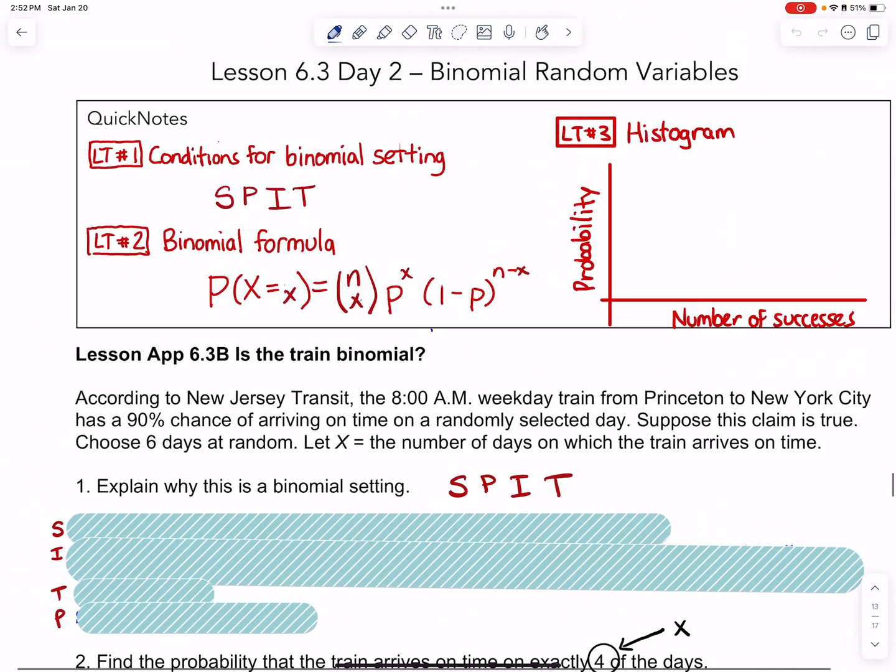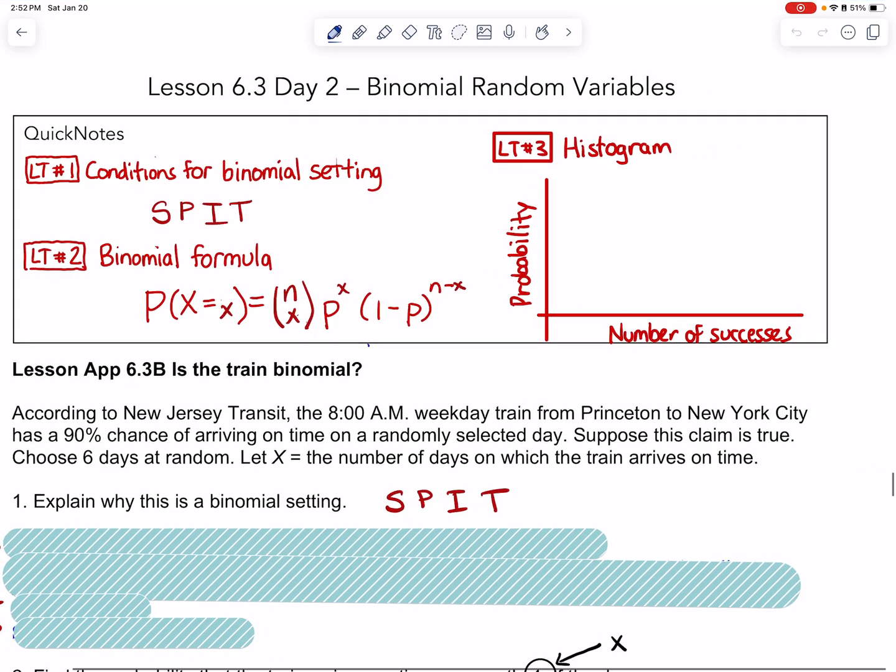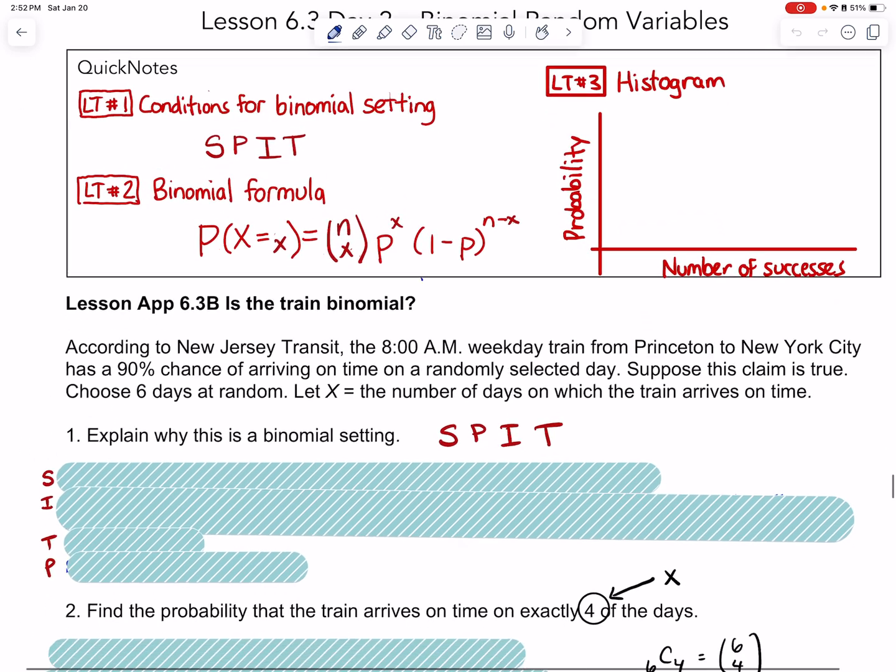And then let's go ahead to your notes today. Just to remind you, the conditions for a binomial setting and the binomial formula are what I taught you yesterday, along with how to do the histogram. If you want to know how to do the histogram, you can do it either by hand or the way that I just did it in my video.